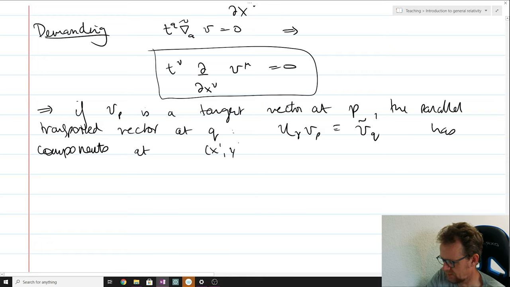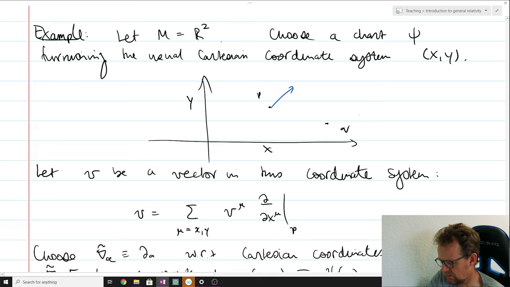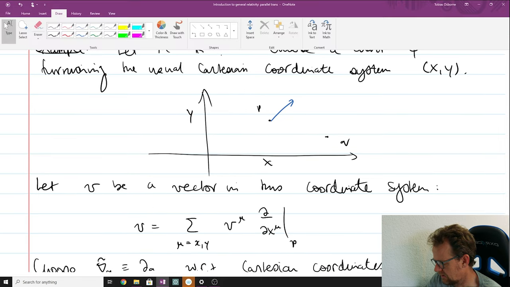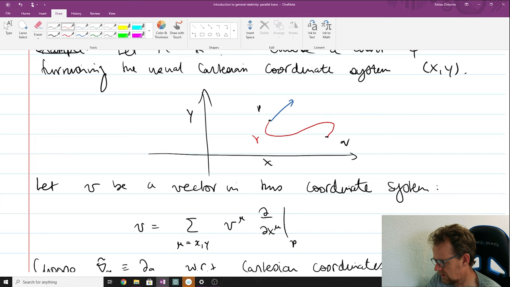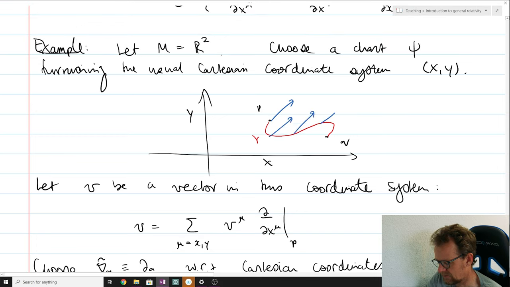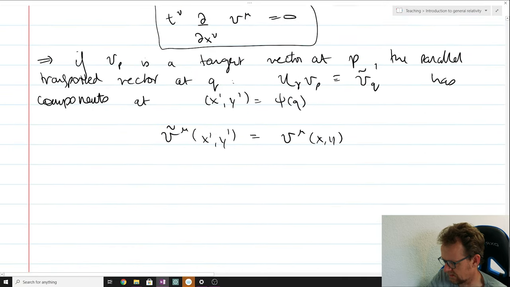So at the new point, x prime, y prime, which is just, in this coordinate chart psi, the image of q under psi. So the new components of this vector at the new point after parallel transport are just the same as the components at the original coordinate. So this is the point p, this is the point q, and that's the curve gamma connecting P and Q, and then imposing the parallel transport condition on this derivative operator leads to this notion of parallel transport, where you just slide the vector around. This is the usual notion of parallel transport in flat space.